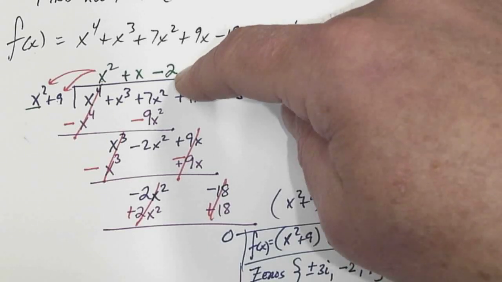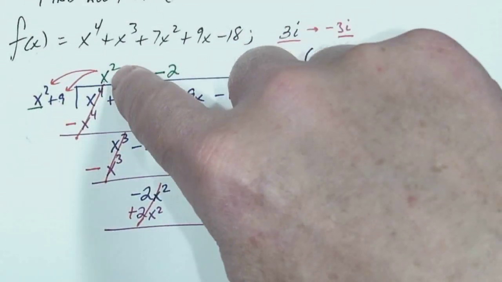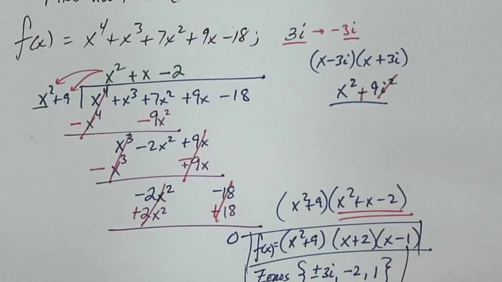You need to do synthetic division with possible roots if it's an x to the 3rd, or if it's x squared, you can do factoring or the quadratic formula.